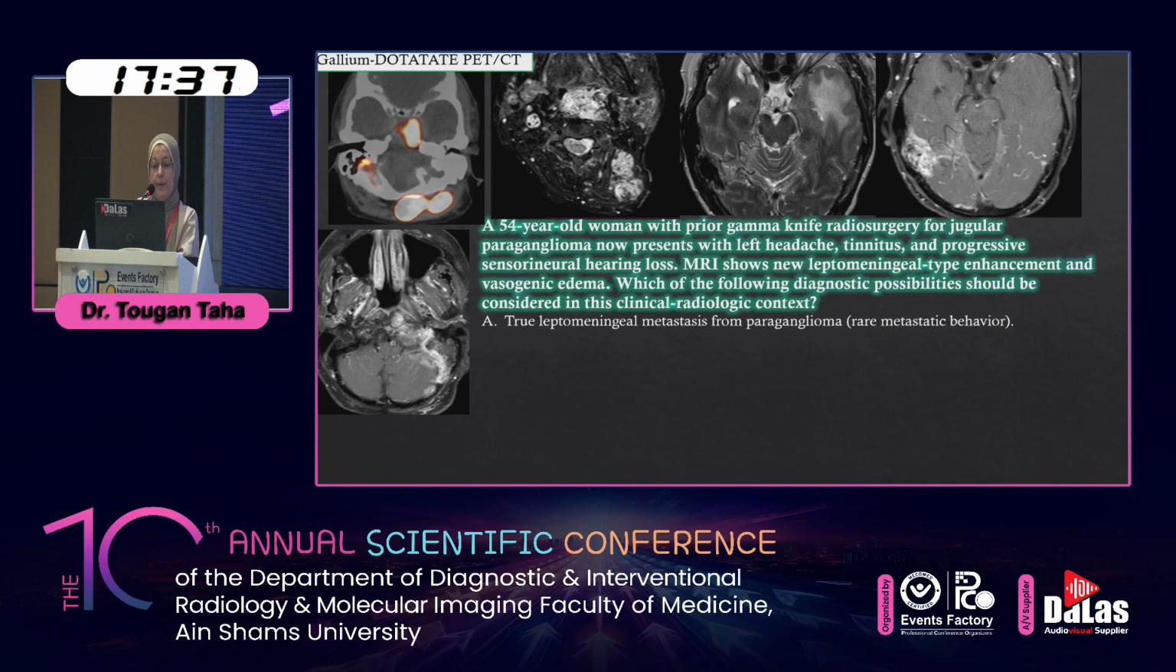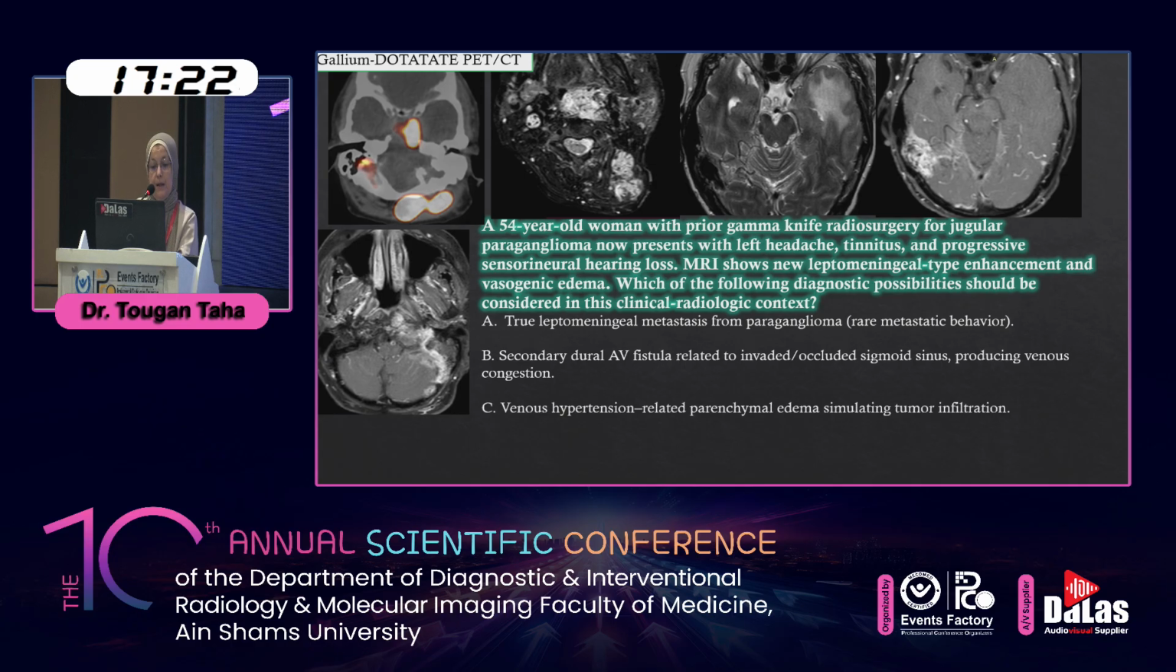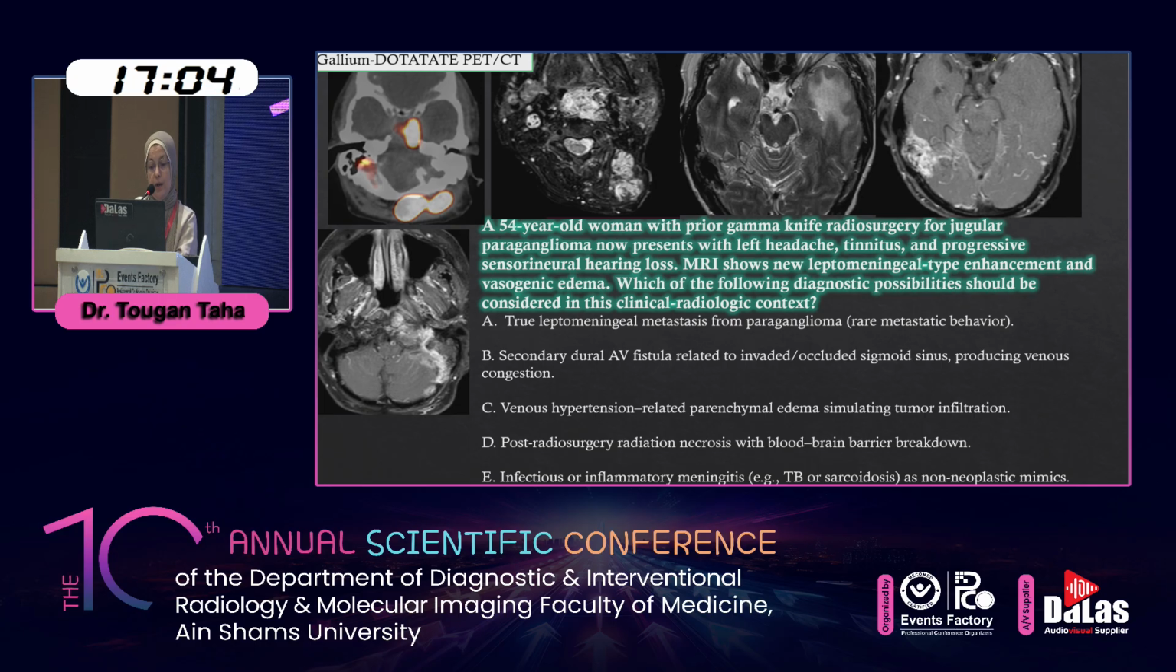This is true leptomeningeal metastasis from the paraganglioma. This is secondary dural AV fistula related to invaded or occluded sigmoid sinus producing venous congestion. This is venous hypertension related parenchymal edema simulating tumor infiltration. This is post-radiosurgery radiation necrosis with blood-brain barrier breakdown. This is infectious or inflammatory meningitis such as TB or sarcoidosis as non-neoplastic mimics. What do you think?